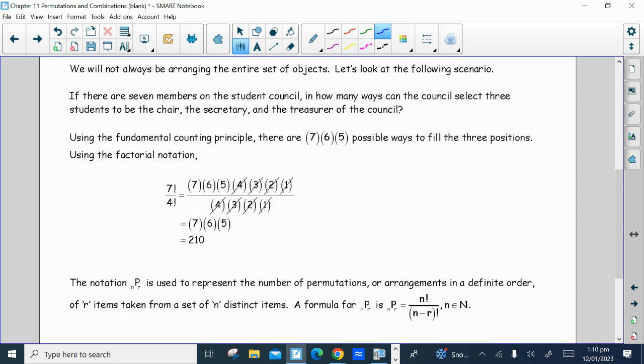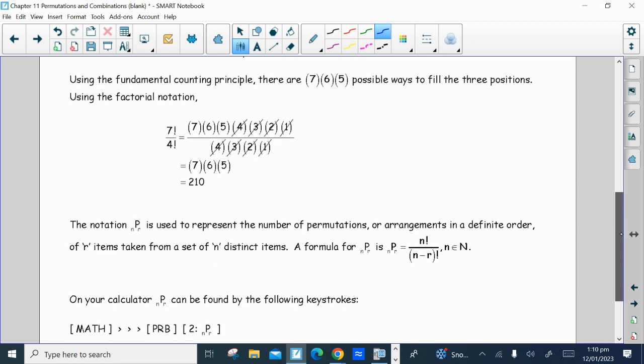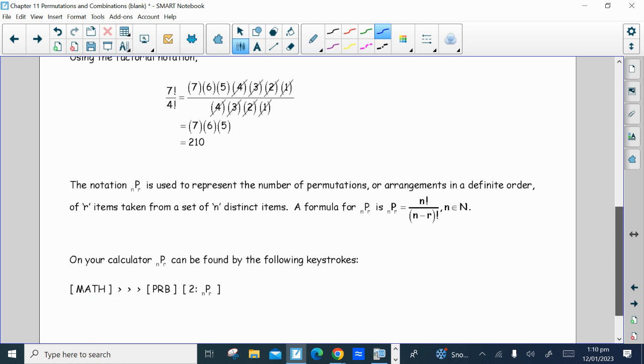The question is, though, where does that number 4 come from? Well, if we read on, the notation nPr is used to represent the number of permutations, or arrangements in a definite order, of r items taken from a set of n distinct items. The formula for nPr is n factorial over (n minus r) factorial. That's where that 4 comes from.